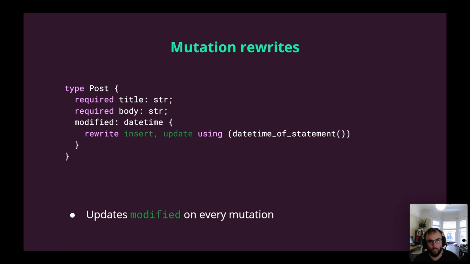But we declare a rewrite rule on it that says every time the post is either inserted or updated, rewrite the modified value using datetime of statement. So this means that every time post is updated, modified will be set to the datetime. Now, it would be a little tedious to have to put this on every object in your database that you care about a modification time of.